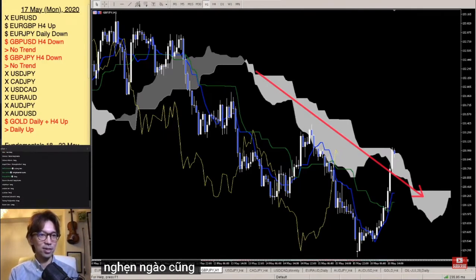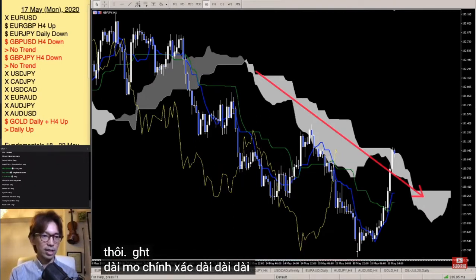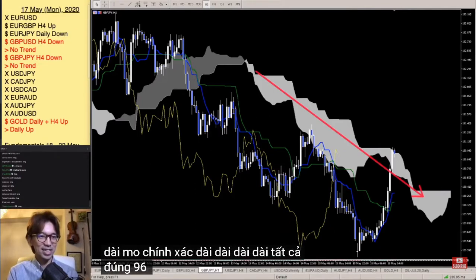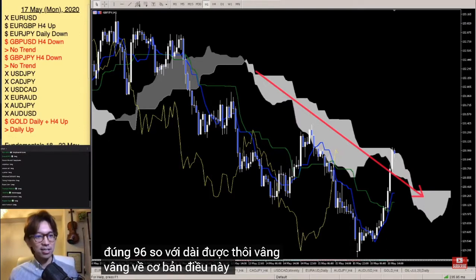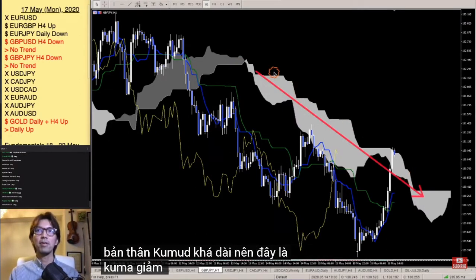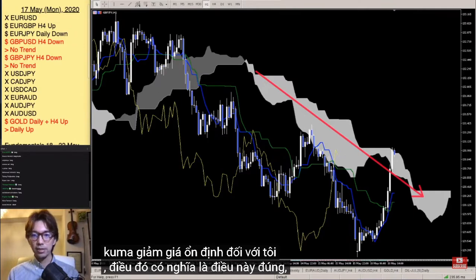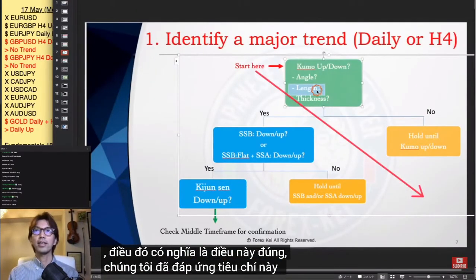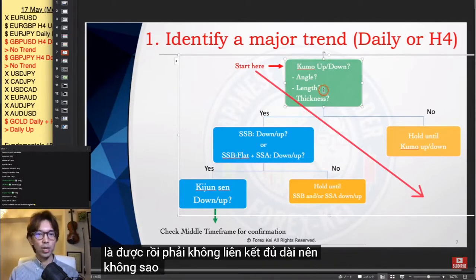All right. So long, too long. That's a long Kumo. Long bearish Kumo. Exactly. Long. 1964 says long. Yeah, so basically this is long. The Kumo itself is pretty long, so this is a stable bearish Kumo to me. That means we met this criterion: the length is long enough, so it was okay.